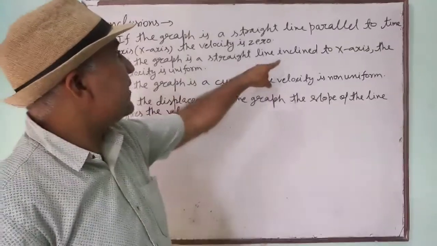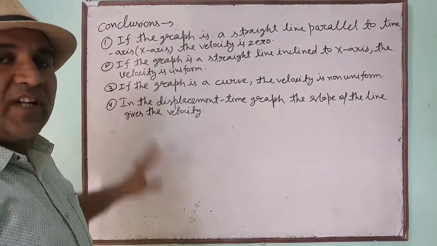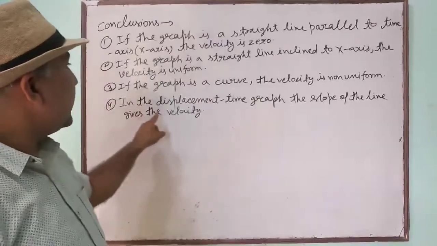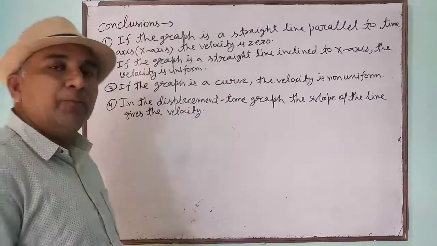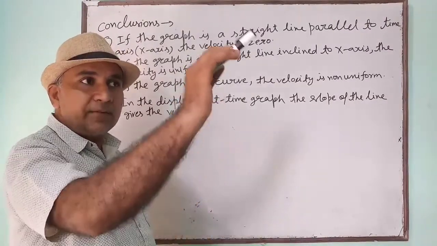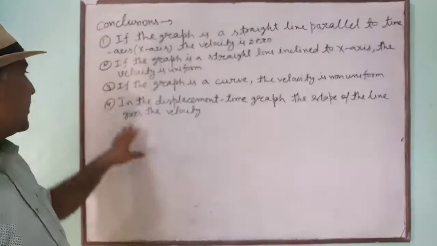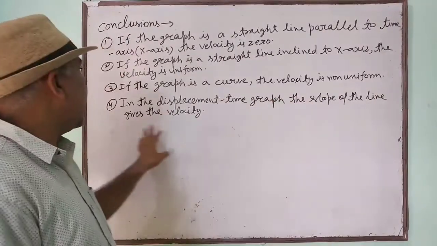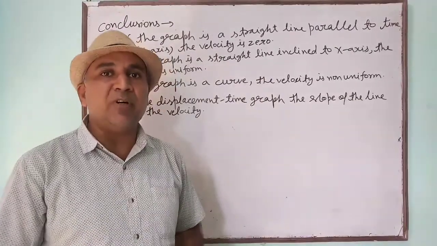If the graph is a straight line inclined to x-axis, the velocity is uniform. That means the object is moving with uniform velocity. Third one, if the graph is a curve, the velocity is non-uniform. If we are finding a curve, in the third case we have seen, it means the object is moving with non-uniform velocity. Now the last one, in the displacement time graph, the slope of the line gives the velocity. That means velocity is found by slope of the line.